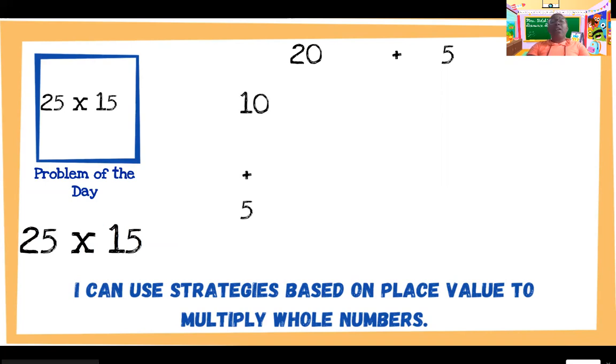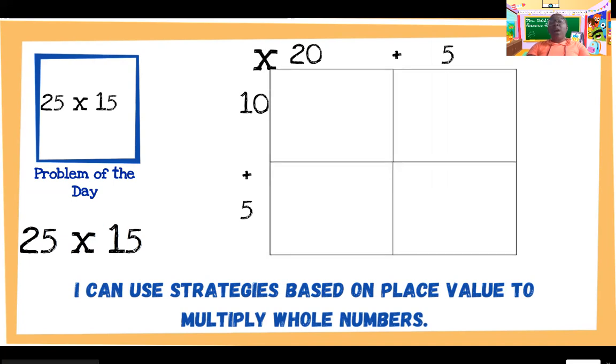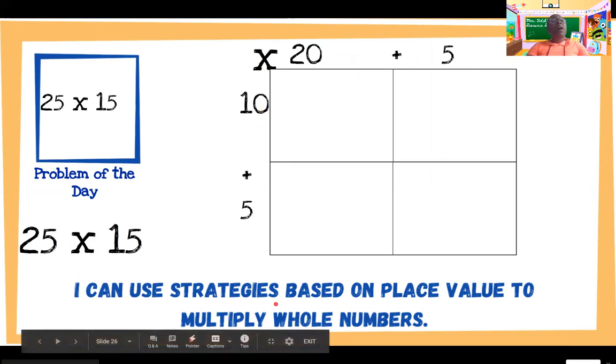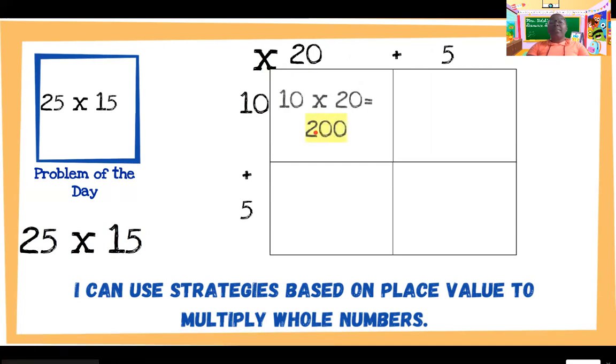And if you recall, we always create a box in order to do our work in for our partial products. As you can see, my box is a little larger this time, and it's because I need to have an area to multiply each of my numbers. So let's begin. First, we're going to multiply 10 times 20, and it's going to go in this box right here. So 10 times 20 is 200.